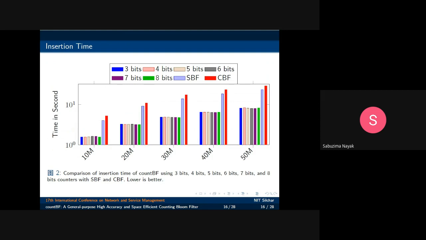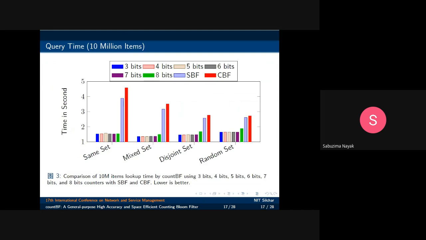In 10 million, lowest time is taken by 4 bit. In 20 and 30 million, lowest time is taken by 8 bit. And in 40 and 50 million, lowest time is taken by 7 bit. So overall, in insertion operation, 7 and 8 bit CountBF exhibited best performance.